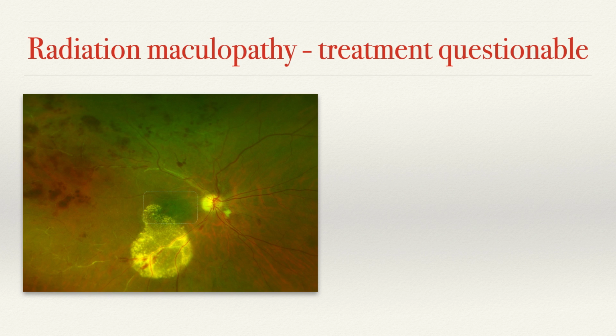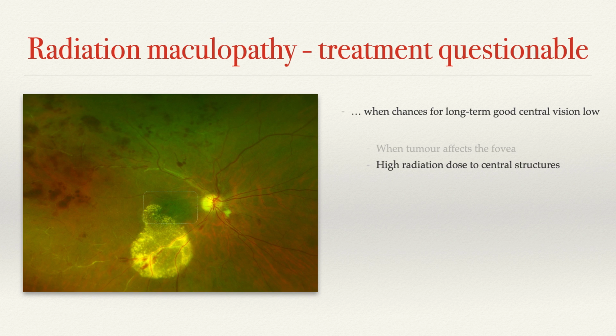So it doesn't really make sense, so it's not fair to treat the maculopathy in between. You give a couple of injections, and in a couple of weeks you notice what could be, and then the eye will get worse anyway. So in cases when the chances for a long-term good central vision are low, and these are tumors at your optic nerve head or at the macula and fovea, we usually would not recommend any active treatment, because these injections are a big burden on patients, they're expensive, and they have the risk of infection.